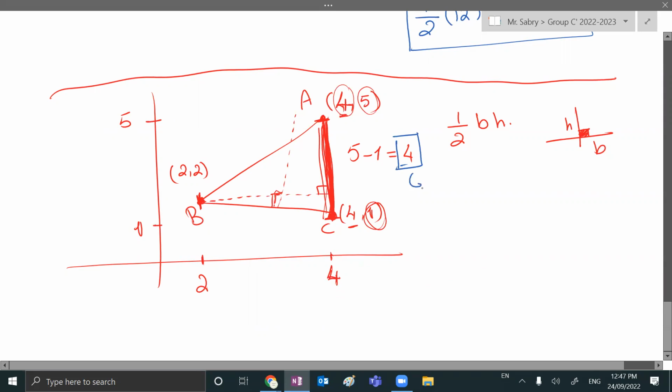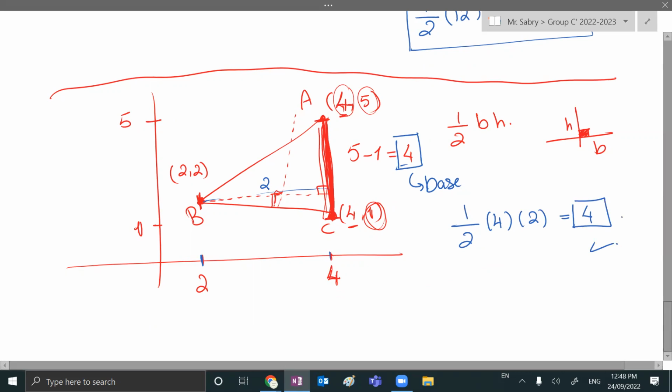This is again the base. What do you guys think the height will be equal to? Yes, Emre, right? 2 exactly, which is starting from 2 up until 4. So this distance right here is 2. So what's the entire area? It's half times the base, which is 4, times the height, which is 2, and that would get me 4. Does that make sense, everyone?